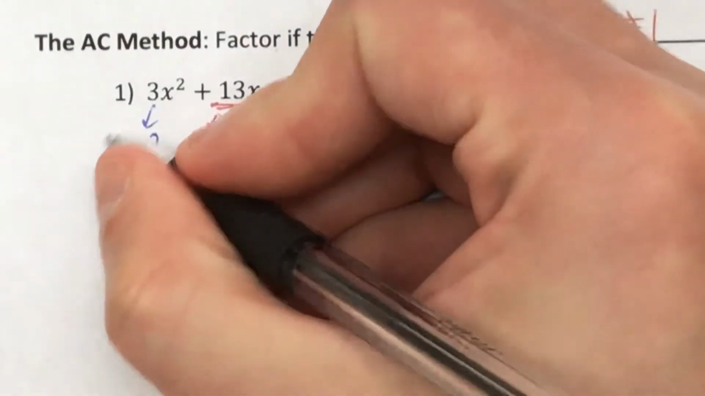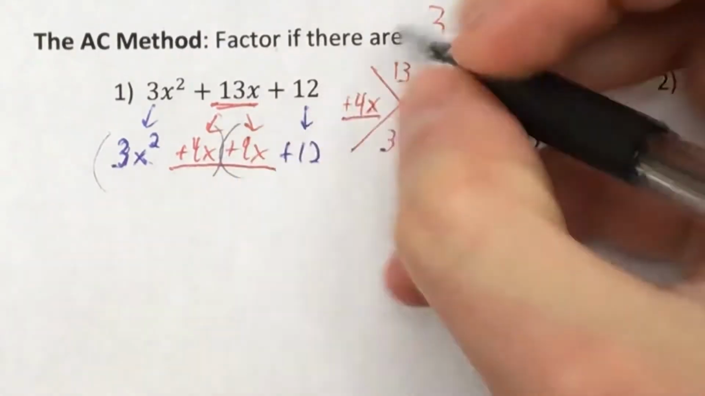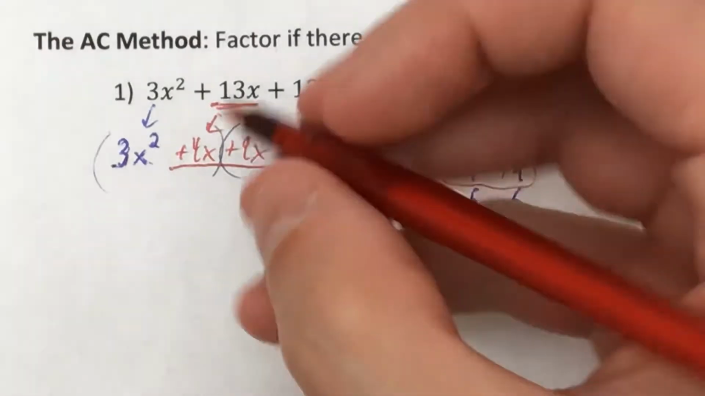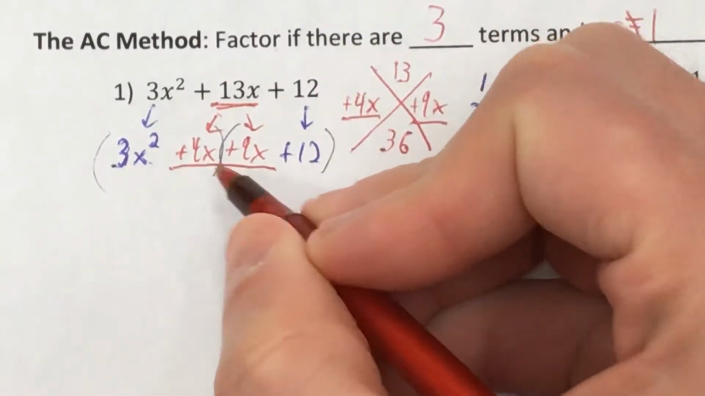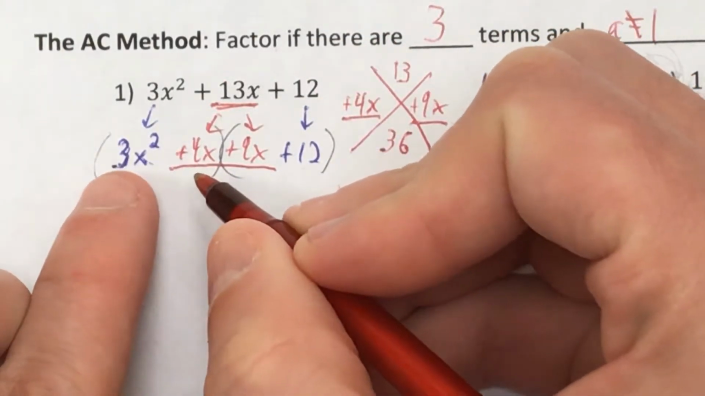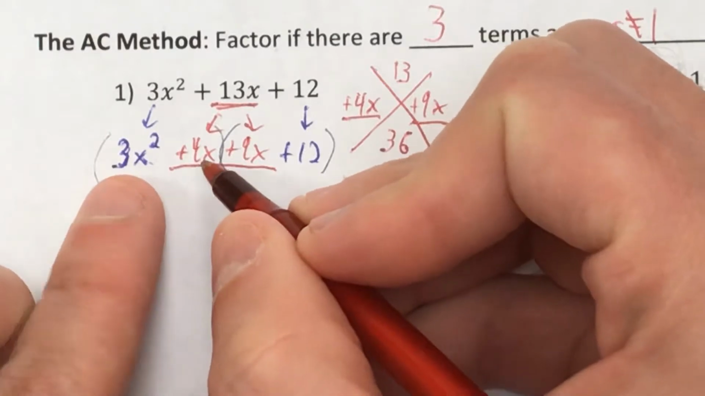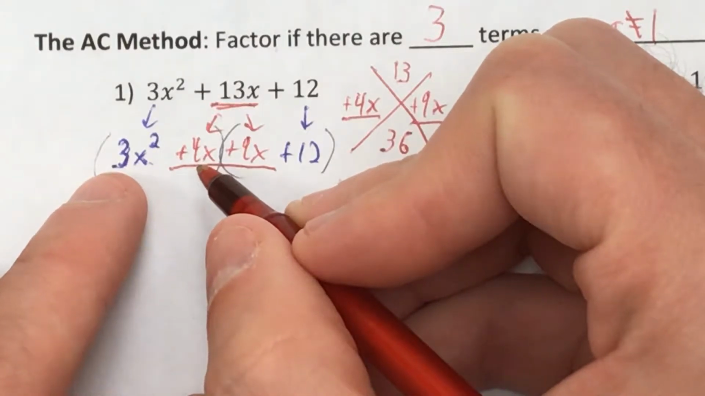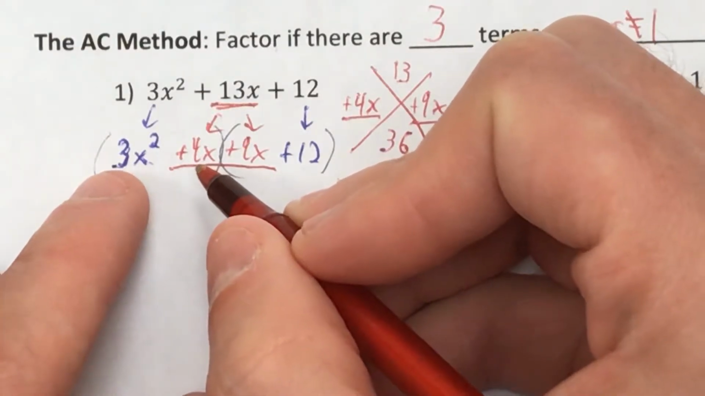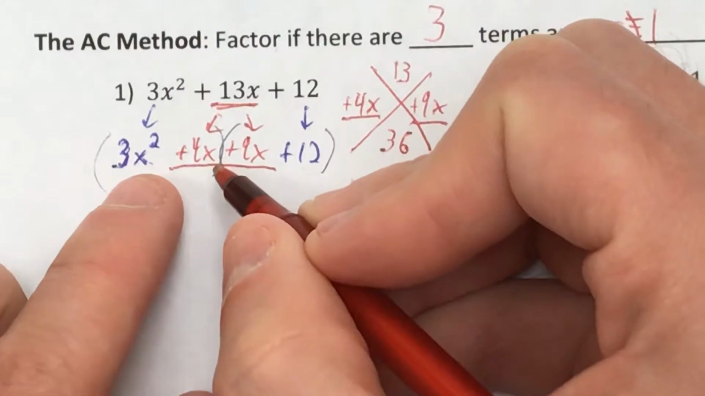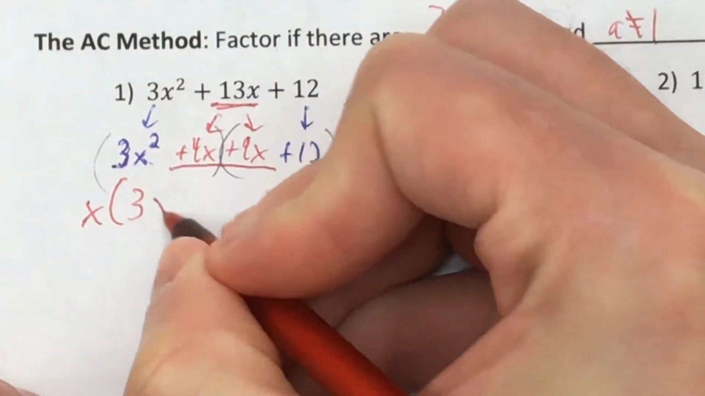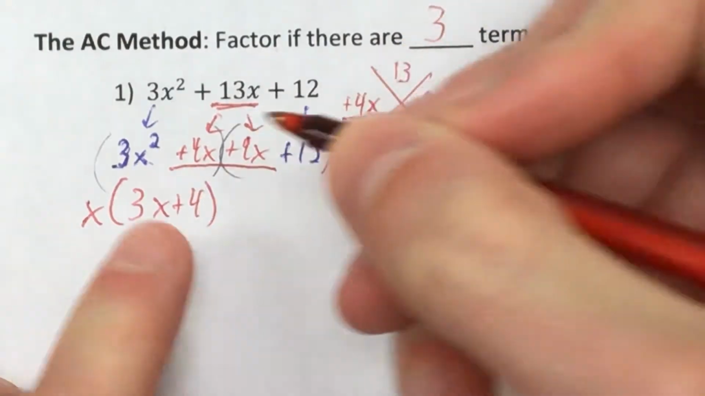So let's try it. We'll group these first 2. We'll group these last 2, like so. Then you look for something that goes into 3x squared and 4x. Between 3 and 4, what goes into 3 and also goes into 4? If you're still thinking, you are correct. There is nothing that goes into 3 and 4, so you don't pull out a number. However, they do both have an x, so you can pull out an x. In which case, you have a 3x plus 4 left over.